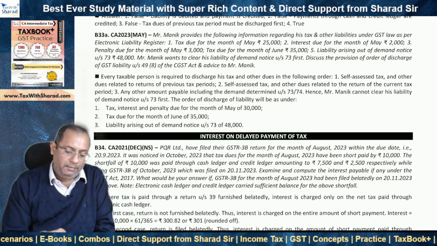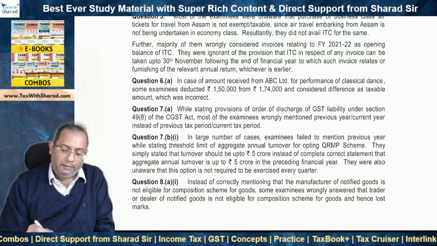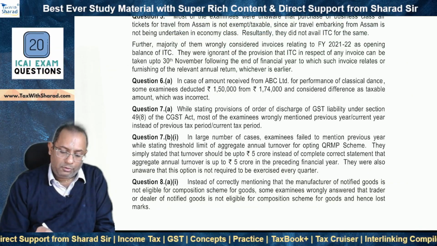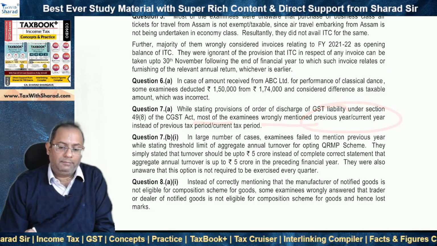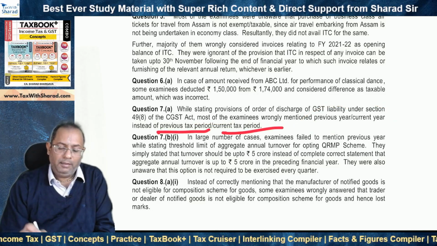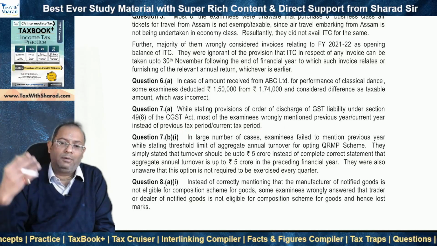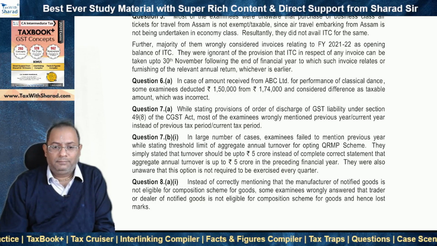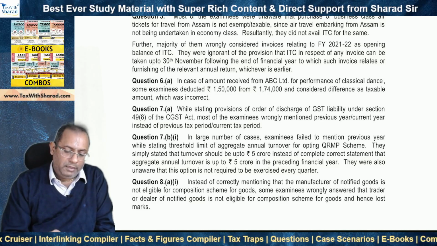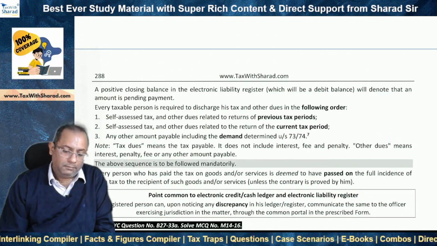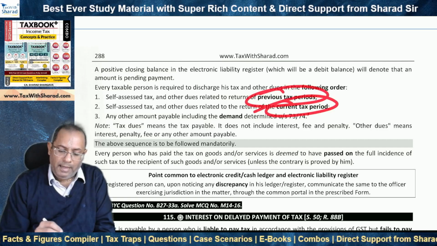So basically, the examiners have commented that while stating the provisions, most of the examinees wrongly mentioned previous year and current year instead of previous tax period and current tax period. Previous year and assessment year is a concept in the Income Tax Act. It is not a concept in the GST law. In the provisions, it is clearly mentioned previous tax period, current tax period.